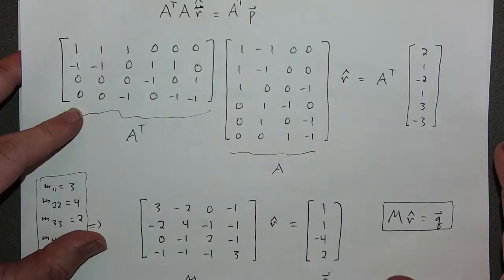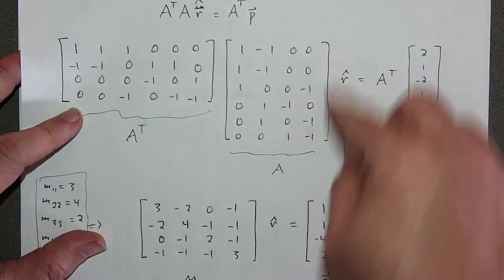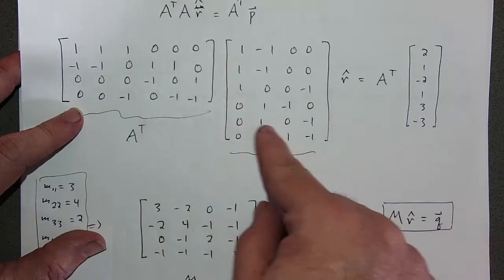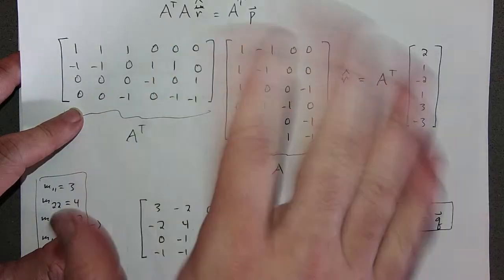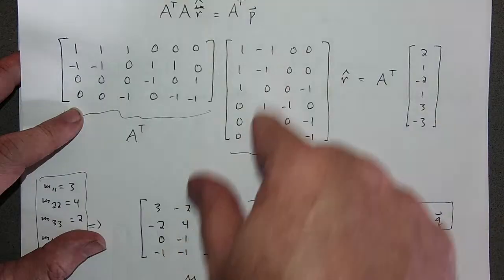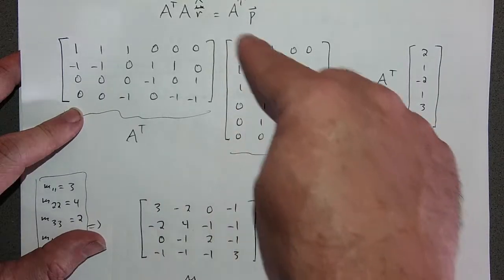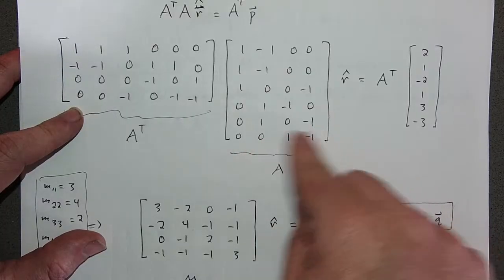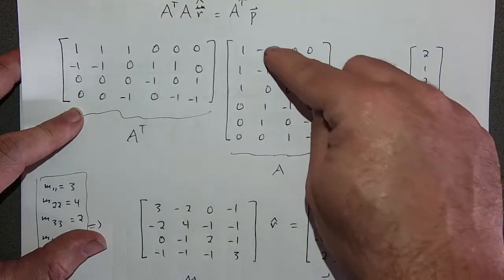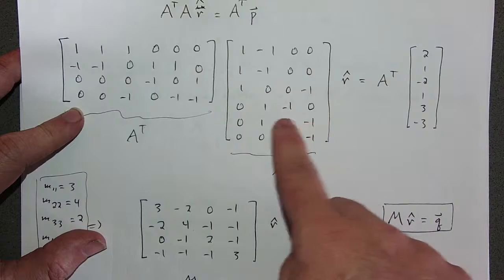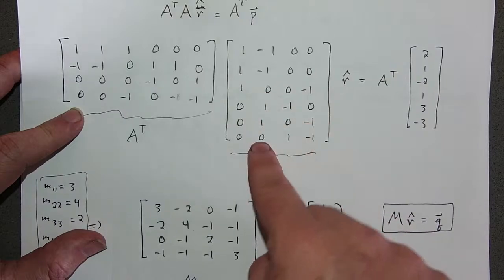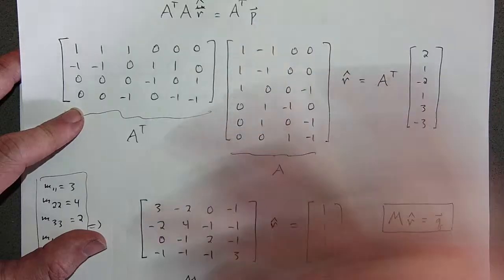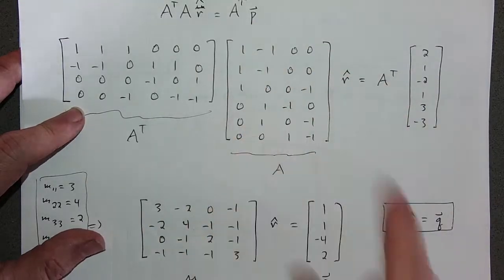Another thing to notice, though, is that if you choose any column you want in A, that column is the negation of the sum of the rest of the columns, which I'll write out here in a second. You can just notice it. We'll look at the first column: 1, 1, 1, 0, 0, 0. If I sum the 3 remaining columns, what do I get? I get minus 1, minus 1, minus 1, 0, 0, 0. And minus 1, minus 1, minus 1 is the negation of 1, 1, 1. So the point is that these columns are not linearly independent.